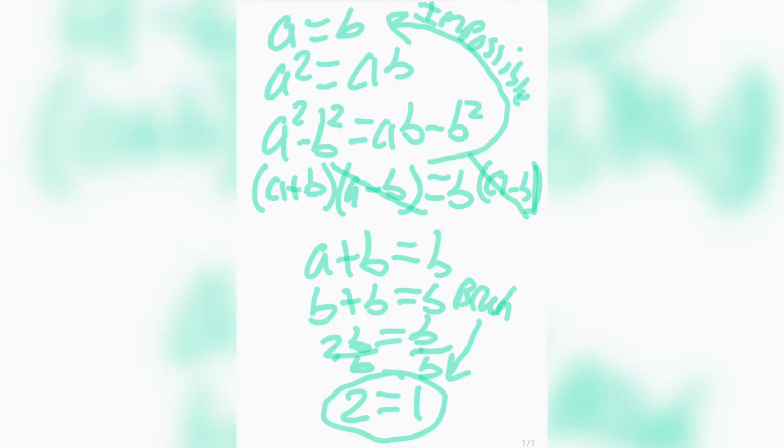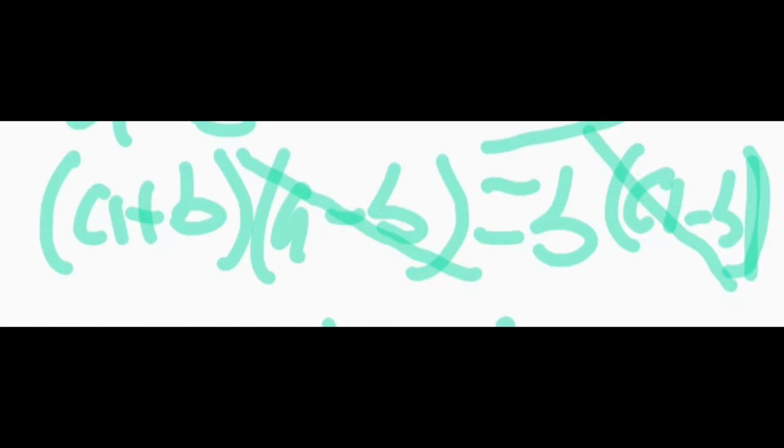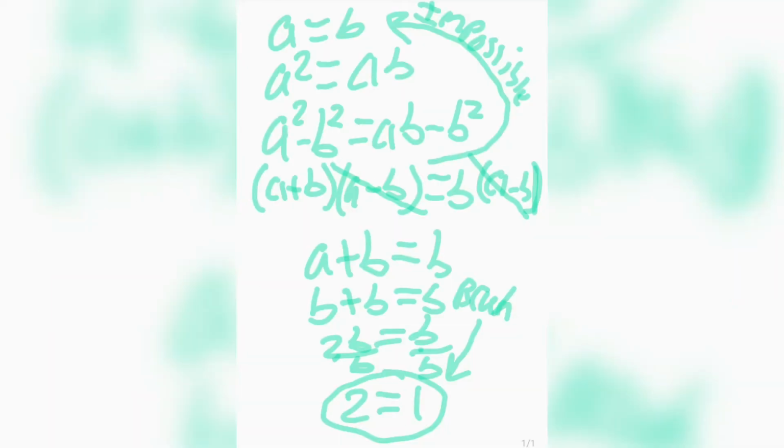You look at this. You cancel out the A minus B on both sides. But the thing is that A equals B. So you know what that means? You're practically doing A minus A, right? And A minus A is 0, okay? Or B minus B, it's 0. You get 0, and you know what happens?